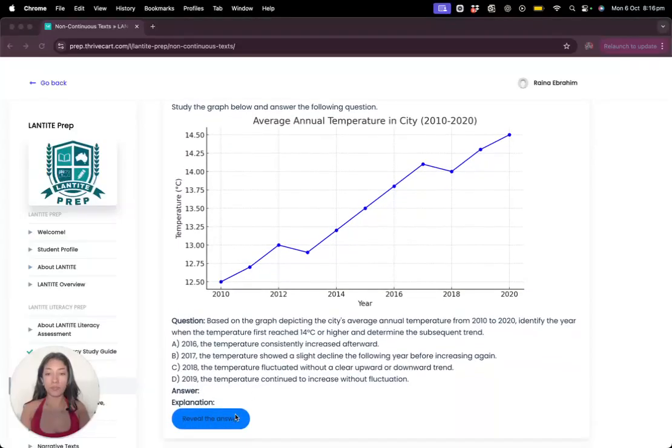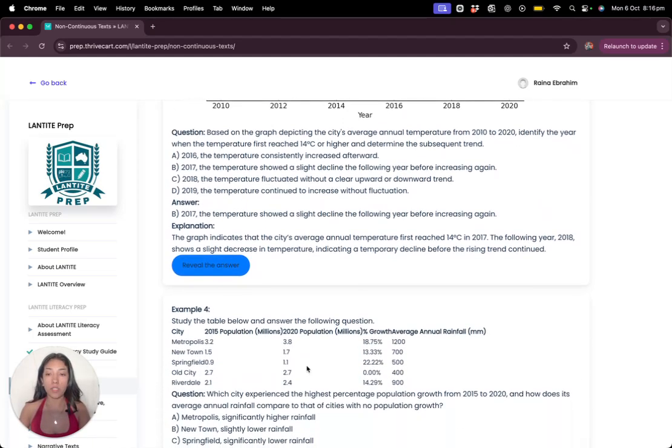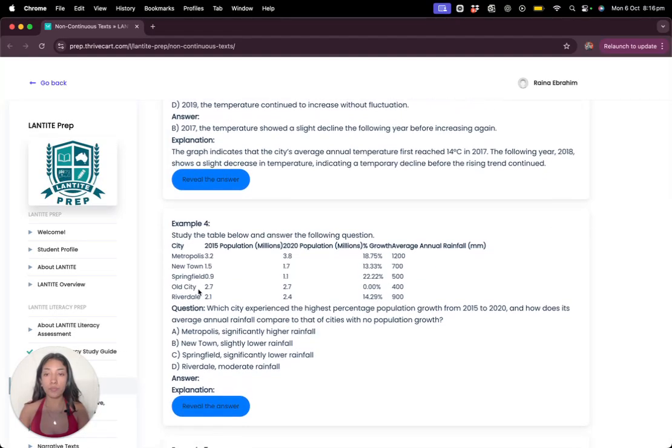Let's have a look. Yep. So the graph indicates that the city's average annual temperature first reached 14 degrees in 2017. The following year, 2018, shows a slight decrease in temperature, indicating a temporary decline before the rising trend continued. Let's go to example 4. Study the table below and answer the following question. Which city experienced the highest percentage population growth from 2015 to 2020? And how does its average annual rainfall compare to that of cities with no population growth?